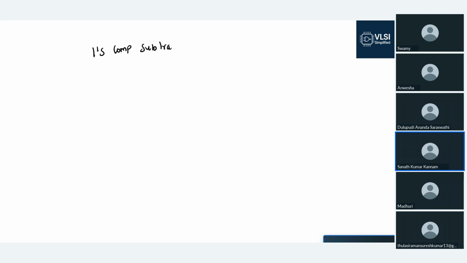1's complement subtraction. This we are going to use in the parallel subtractors. Mainly we'll do the 2's complement subtraction there. We'll design it for 4 bits. We'll take the minuend and subtrahend as 4 bits and do the 2's complement subtraction. So you need to know how we are doing the subtraction.